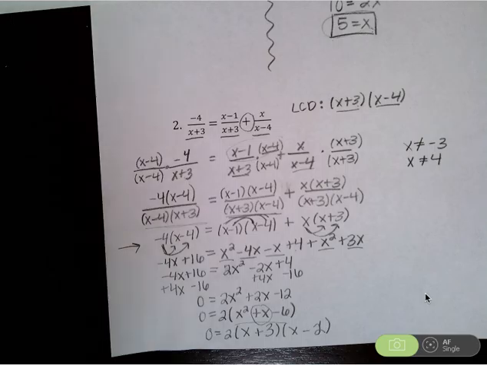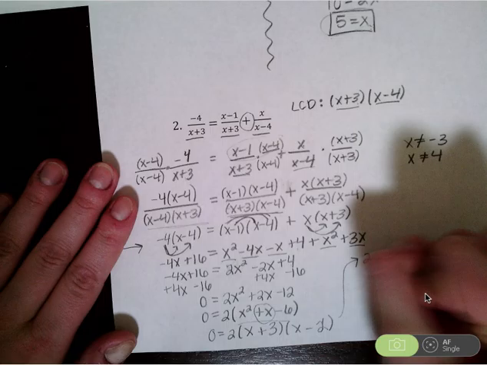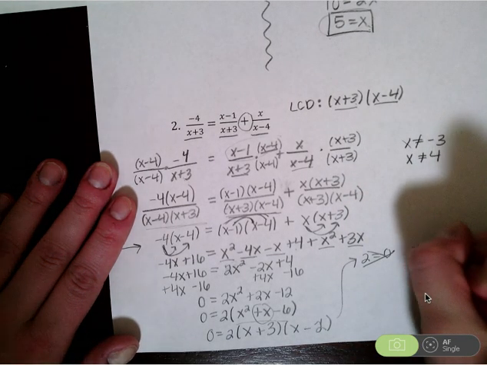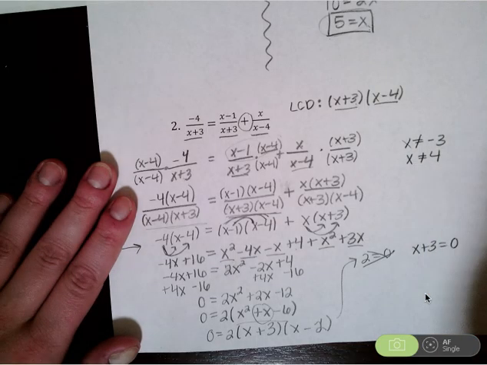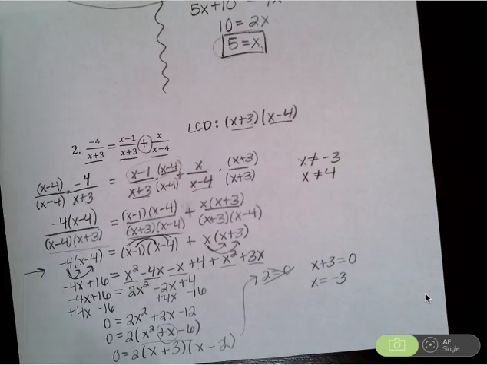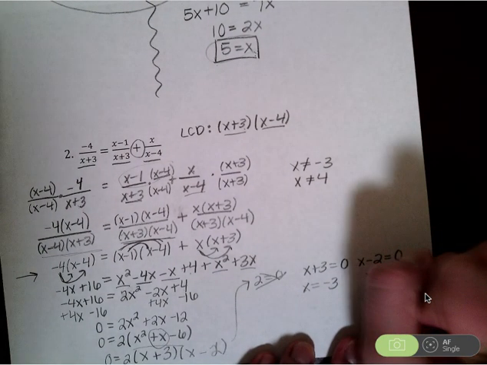Okay, we're almost done. Now we got to set each of those equal to 0. So if we set 2 equal to 0, well, that doesn't matter. That never happens. Fantastic. We set x plus 3 equal to 0, subtract 3, so x equals negative 3. Okay, there's 1. And then we set x minus 2 equal to 0, so x equals 2.